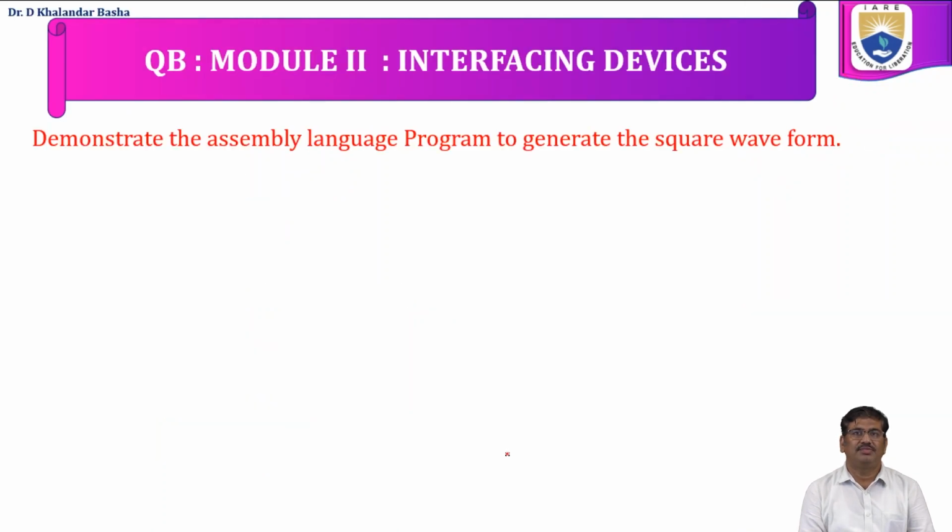Demonstrate an assembly language program to generate a square wave. For generation of a square wave, a square wave is nothing but a series of pulses. So we are going to send only two values, low value and high value. We have to send this 0 for some amount of time, which we are going to provide with a delay. Here also we will give a delay.